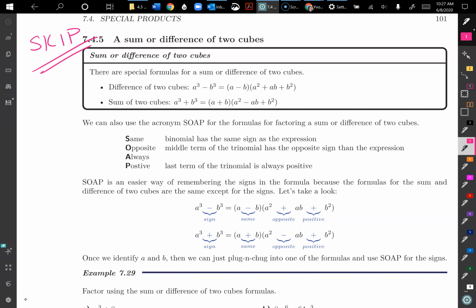So that is it for this section. And the homework should go pretty quickly on this one too.